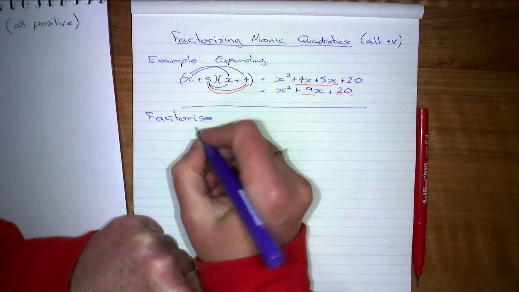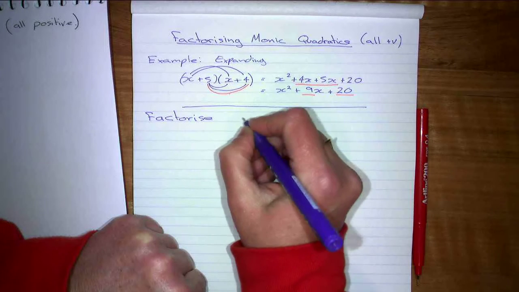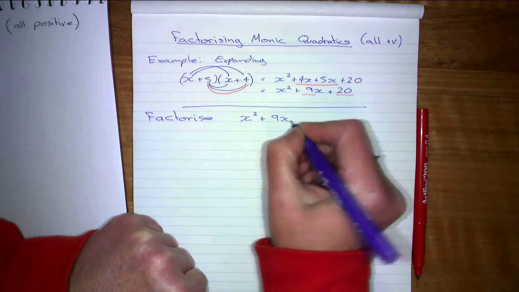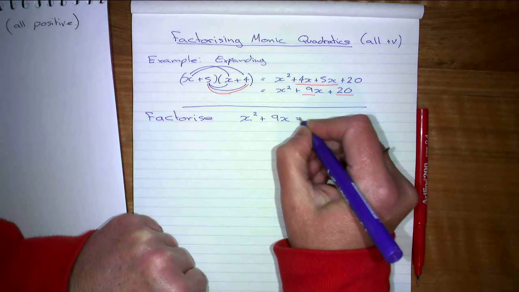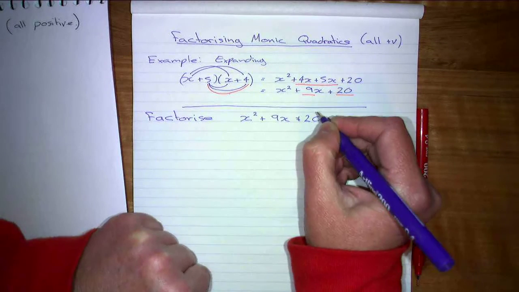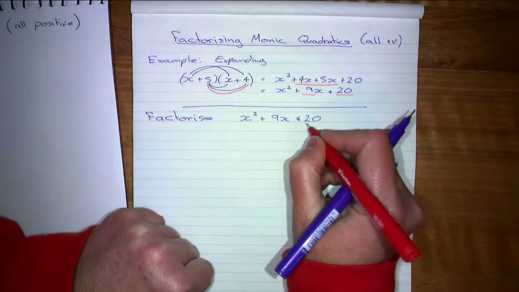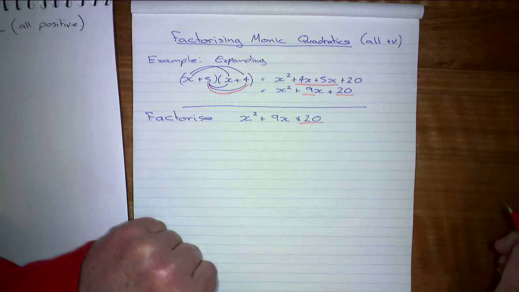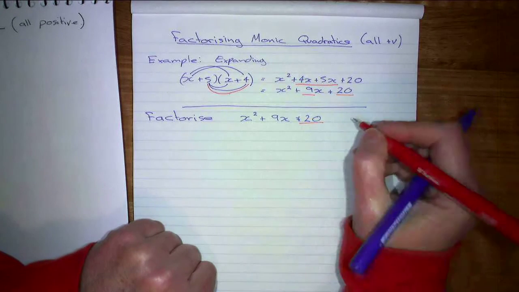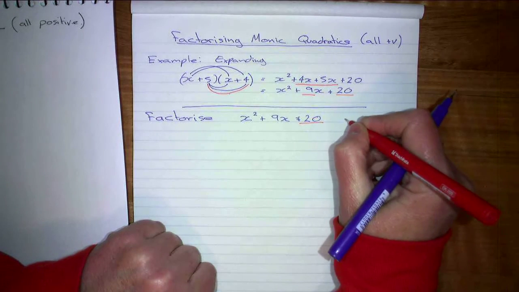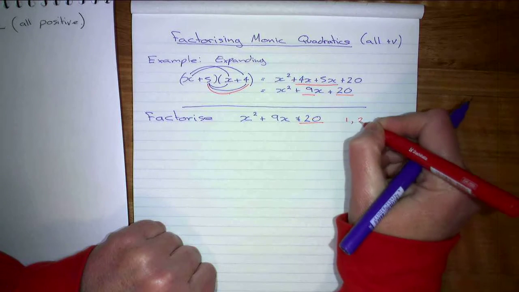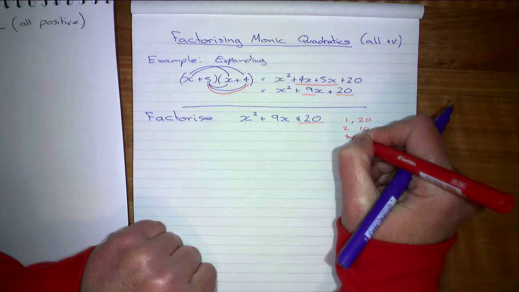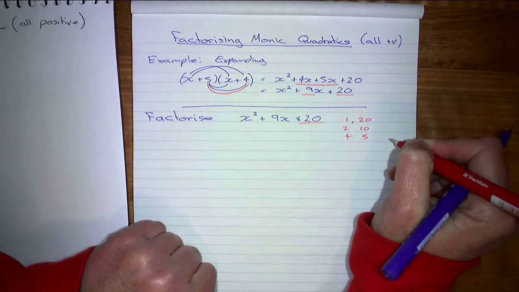So if I have, we'll start with the same equation so we can see what happens. x squared plus 9x plus 20. So if I look at the 20, I need to find two numbers that multiply to be 20, so the factors of 20. So the first thing we do is we write down the factors of 20. 1 and 20, 2 and 10, 4 and 5. So they're the only factors of 20.